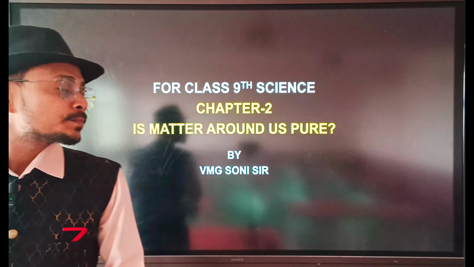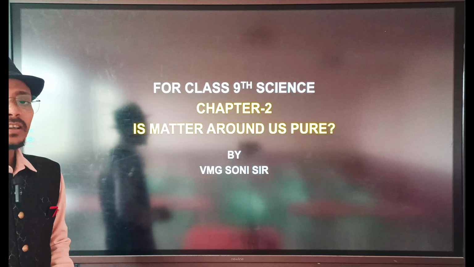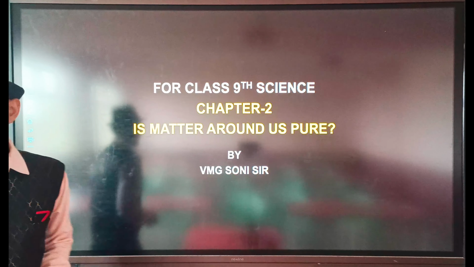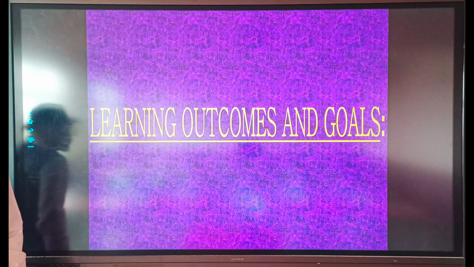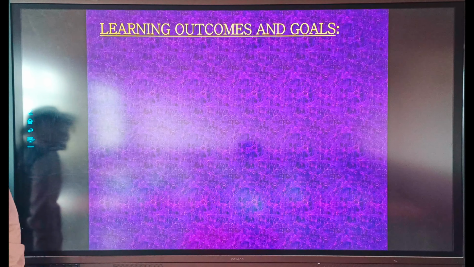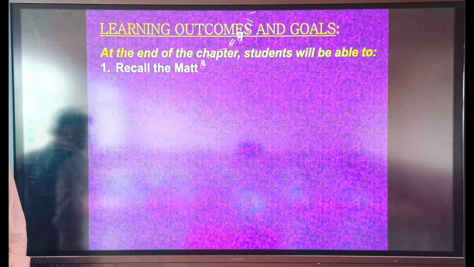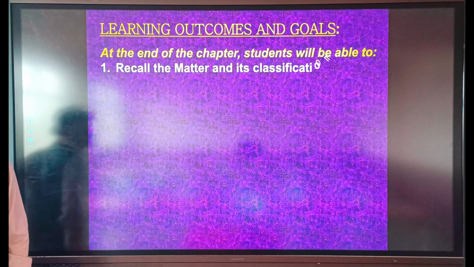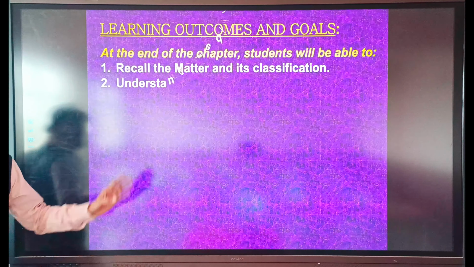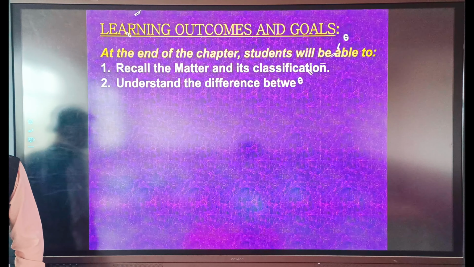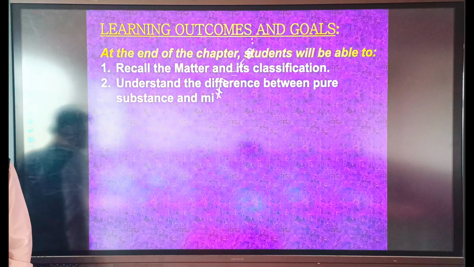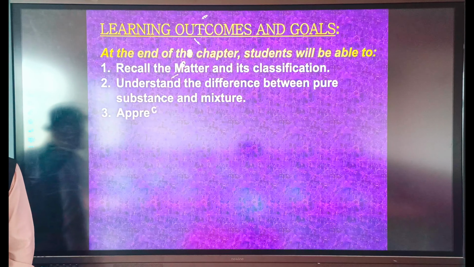Let's see the chapter, Matter Around Us Pure. Learning outcomes and goals. At the end of the chapter, students will be able to, first point, recall matter and its classifications, and understand the difference between a pure substance and a mixture.